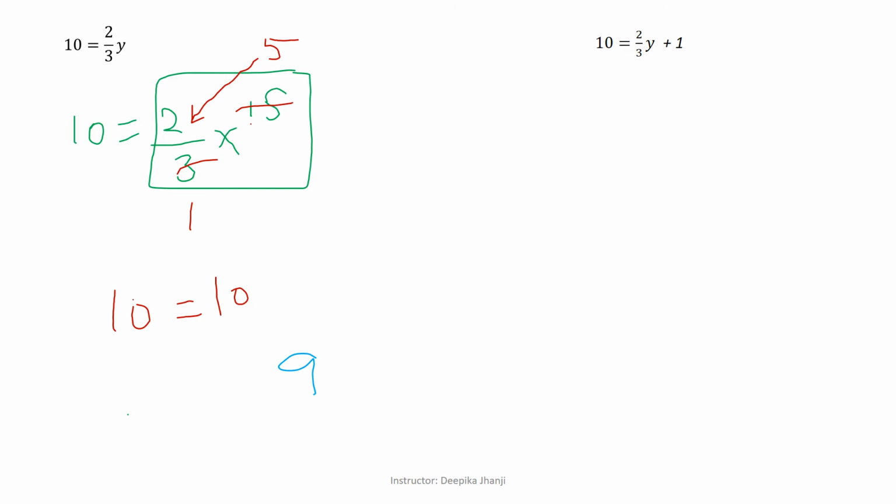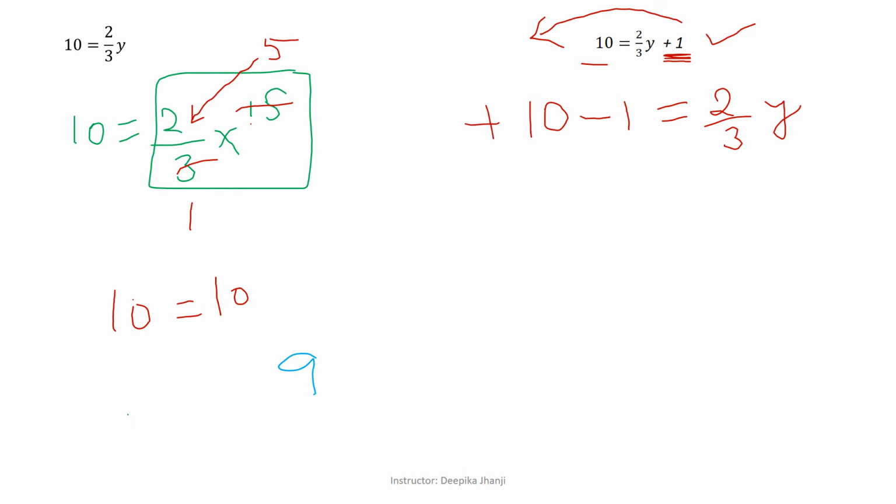The next example is 10 is equal to 2 by 3y plus 1. Now our first target is to combine the like terms. We have a constant on the left hand side which is 10 and we have a constant on the right hand side which is positive 1. So we need to move positive 1 to the left side to combine with 10, right? And when we move any term to the opposite side, we do the opposite process. 1 is being added here, so we'll subtract it on the opposite side. So this becomes 10 minus 1. This is equal to 2 by 3y. This is your first step.